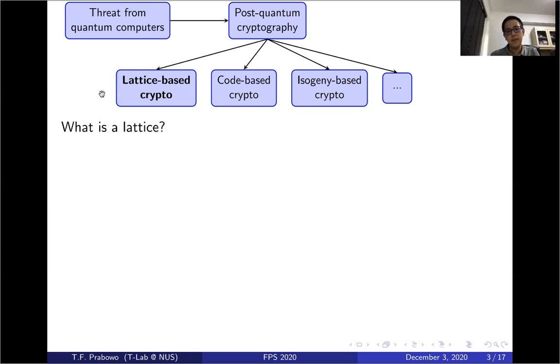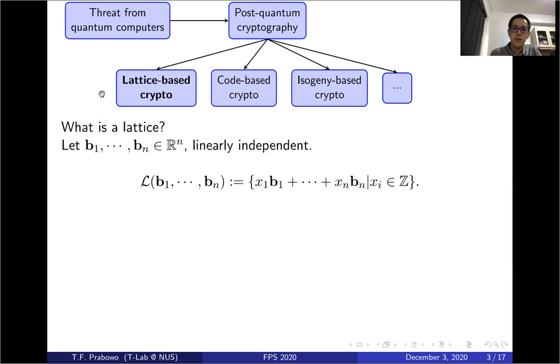So what is a lattice? A lattice can be defined by n vectors, which are linearly independent over the real numbers. So given n vectors, b1 to bn, we can define the lattice to be all integer linear combinations of these n vectors. So these coefficients are all integers.